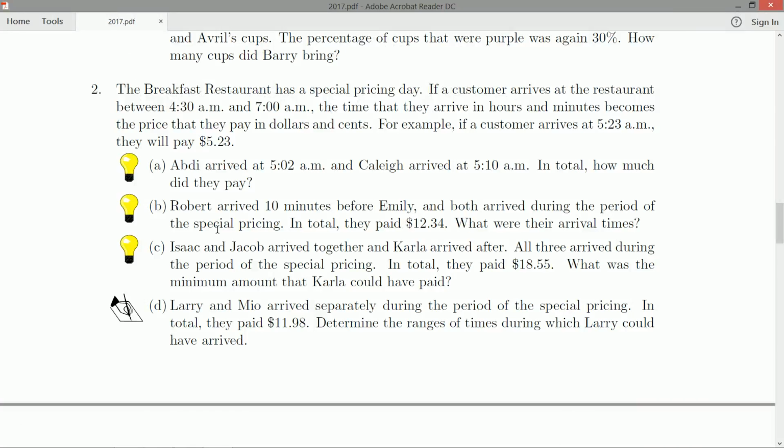B part, Robert arrived 10 minutes before Emily, and both arrived during the period of special pricing. In total, they paid $12.34. What were their arrival times? So we might think that, let X be the amount that Emily pays, and Robert pays 10 cents less than that. But what if Emily arrived at, say, 5:02? Robert then arrived at 4:52, and he's not paying 10 cents less. He's paying a good dollar less. Well, not quite a dollar less, but still. In total, they paid $12.34.